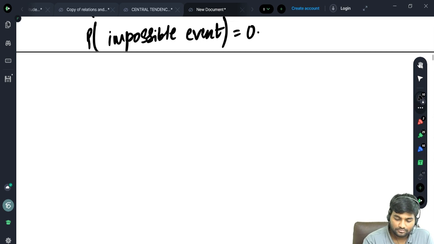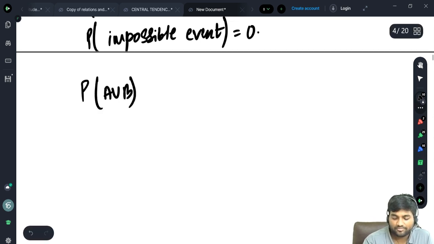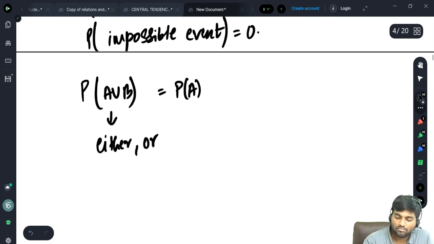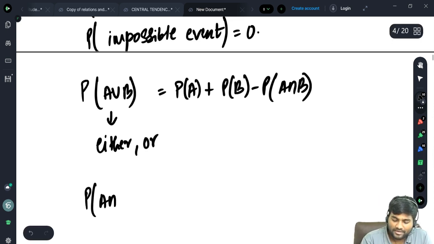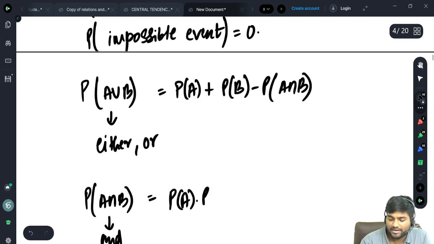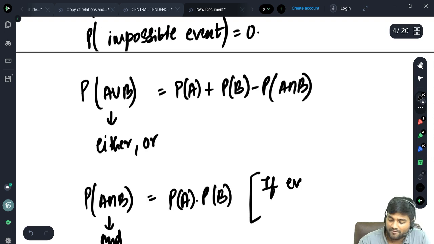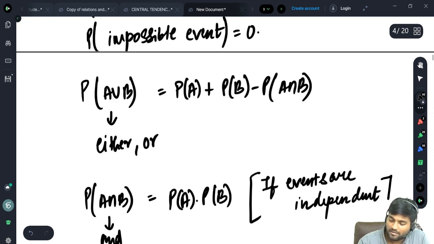Next, probability A union B is PA plus PB minus PA intersection B. Probability A intersection B, this means AND. So this is equal to PA into PB if events are independent.